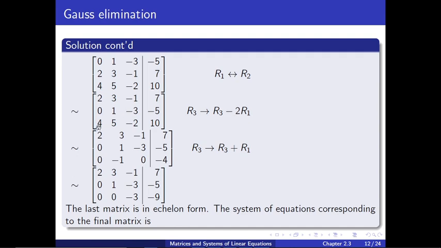So if we say 4 minus 2 times 2, which is 4 minus 4, is equal to 0. 5 minus 2 times 3, which is 5 minus 6, which is equal to minus 1. Minus 2 minus 2 times minus 1, so minus 2 plus 2, we get 0, right? And then 10 minus 2 times 7, which is 10 minus 14, is equal to minus 4.